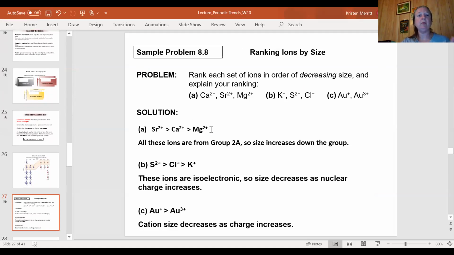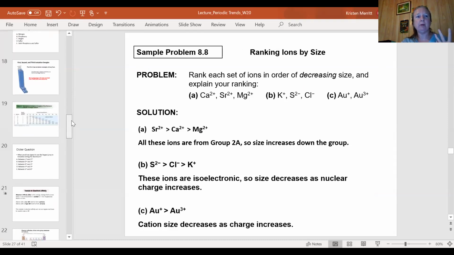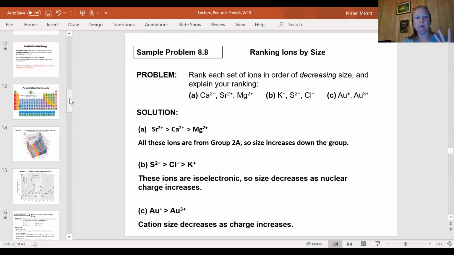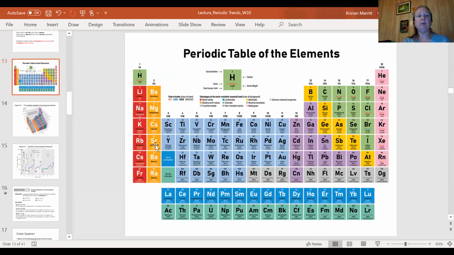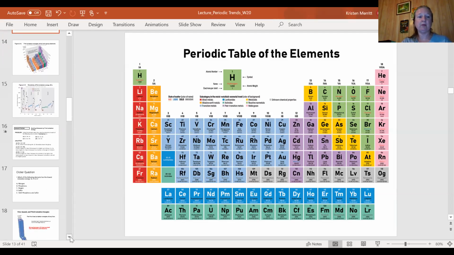So your logic here is they each lost 2 electrons. Therefore, you're going to follow the trend of the periodic table, which means the ion, if they all lost the same number of electrons, this is bigger than this, which is bigger than this, because this still has all these subshells behind it. So if you have lost the same number of electrons and you're in the same group, you will follow the normal trends of the size trend.